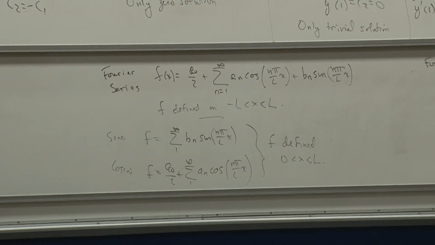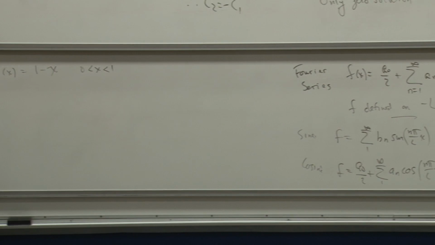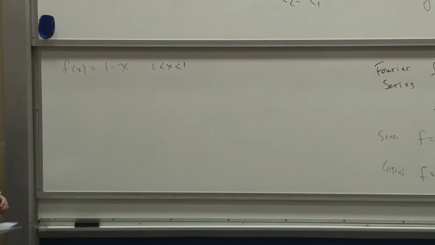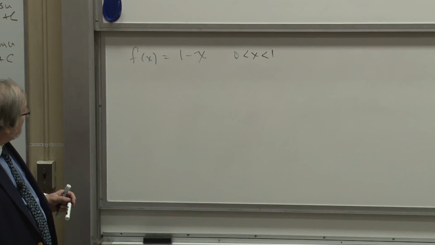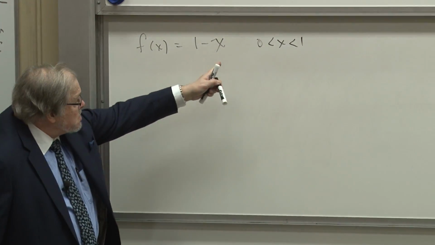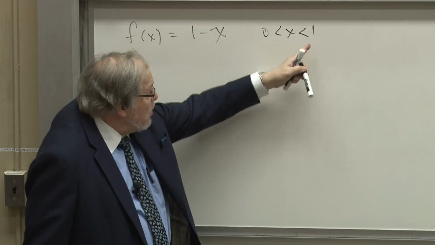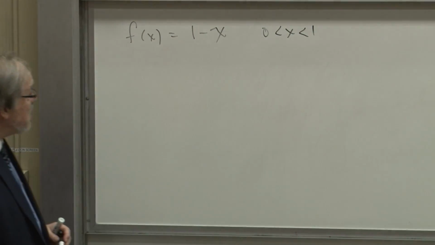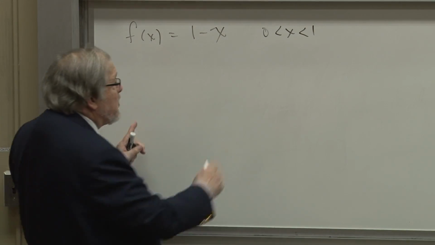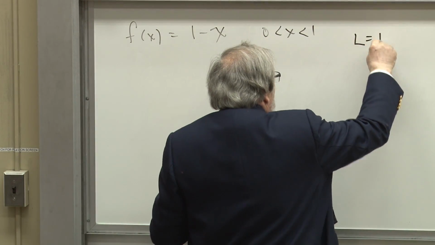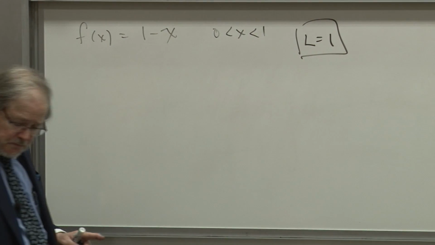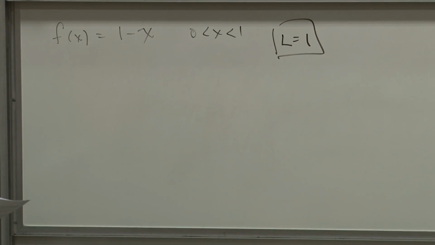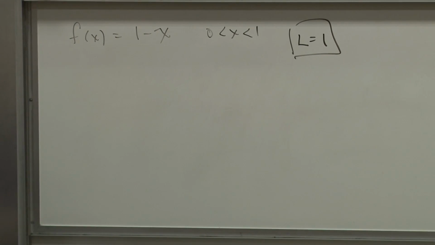So this problem, problem 5 of last year's exam, which takes 1 minus x, is one of those. It's an interval only from 0 to 1 for which the thing is defined. The first thing that one notices here is that the statement of the problem tells us the value for L. In this case, L is 1. The question's about the Fourier sine series, and we want to know where it converges.